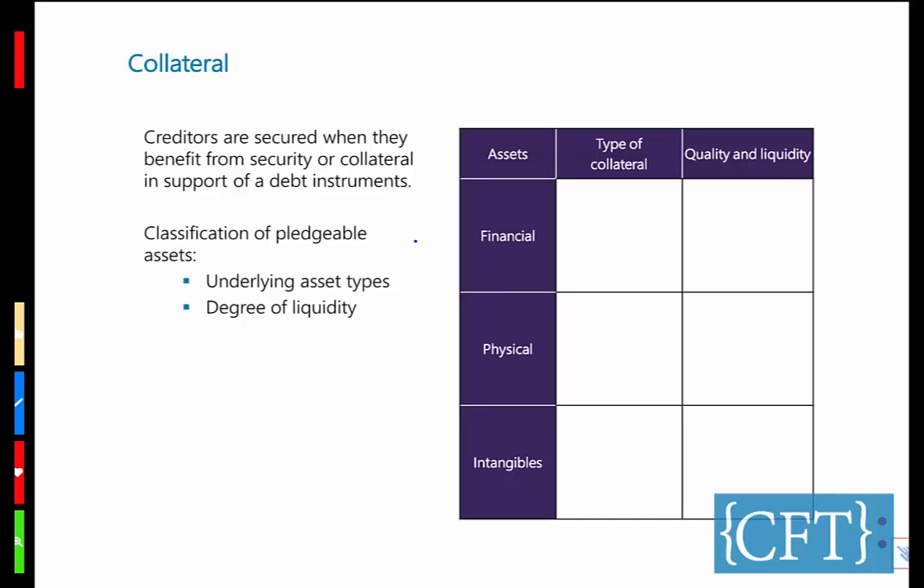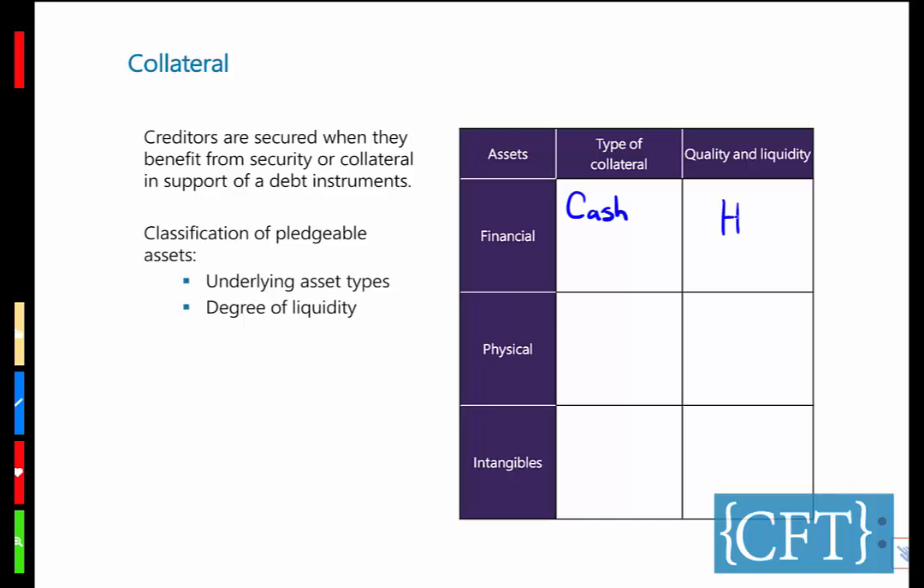So on financial, well, the ultimate financial collateral would be cash. But you'd have to ask yourself why the company's going bust if it's got lots of cash lying around. But it certainly does have a very high quality, and it's very liquid, meaning it's very easy to turn into cash because, of course, it is cash.